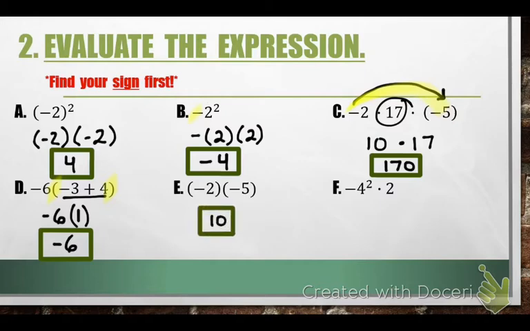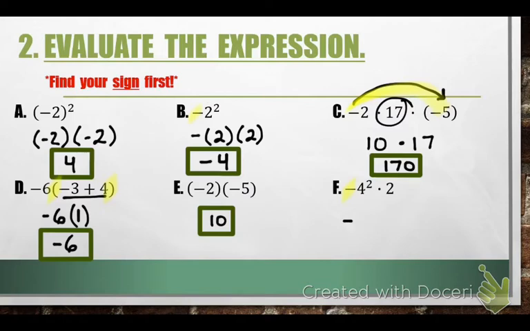Last problem on here. -4 squared times 2. Is my -4 in parentheses? No. So am I squaring the negative or not? No. I am not. So what do you think I should do to my negative sign? Just drop it down. Remember, you will only square the negative if it is inside of parentheses. Now let's just do this in our head, guys. What's 4 squared?